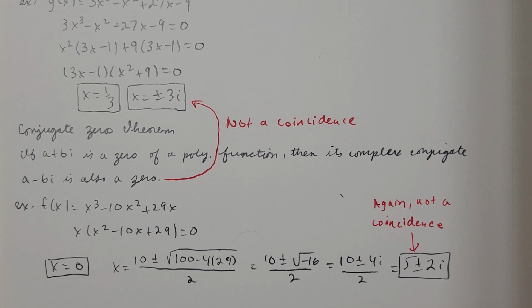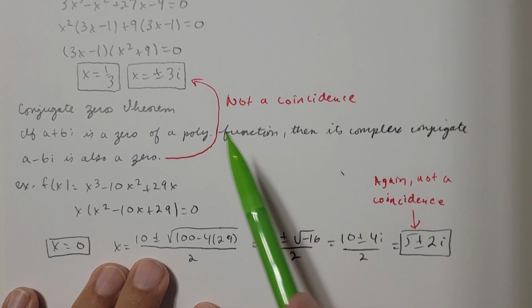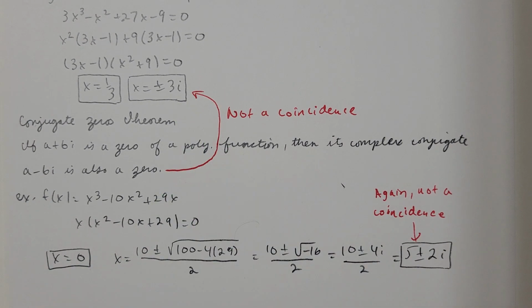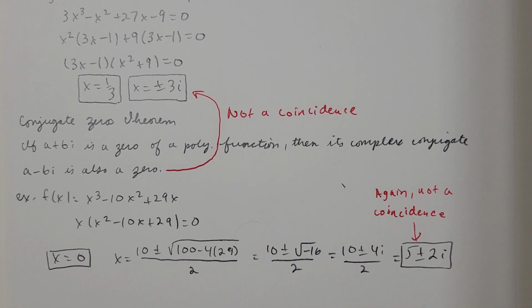We also have the conjugate zeros theorem. The conjugate zeros theorem says if a plus b times i is a zero of a polynomial function, then its complex conjugate, a minus b times i, is also a zero. That will always happen. So, just because 3i is a zero, there's no coincidence that negative 3i is a zero also. It had to be that way, because 3i is the conjugate of negative 3i. Okay, so they're both zeros.